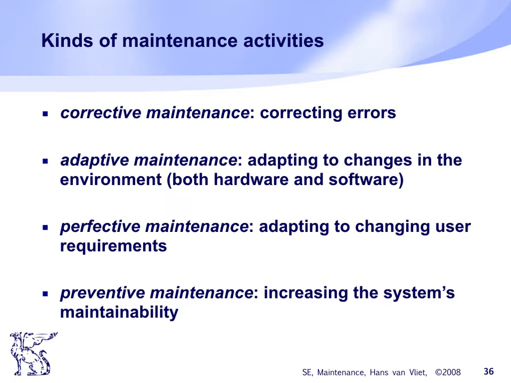Adaptive maintenance is not concerned with system functionality. System functionality will not be changed here. We will only work with adapting to changes like a hardware change or software change, but we will not work with any kinds of operational or functional activities here.